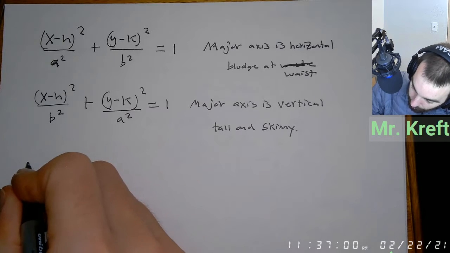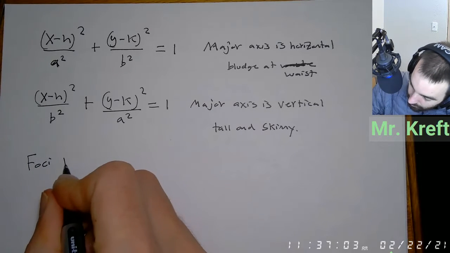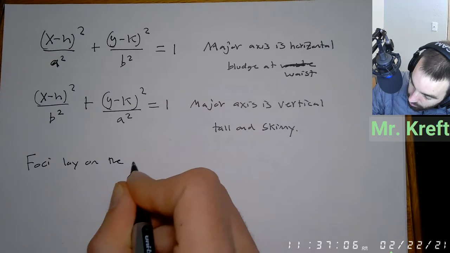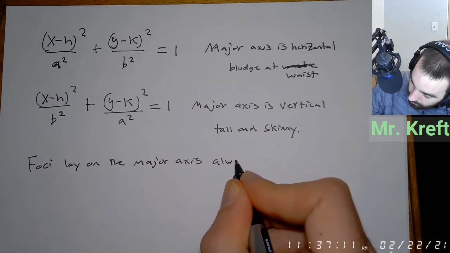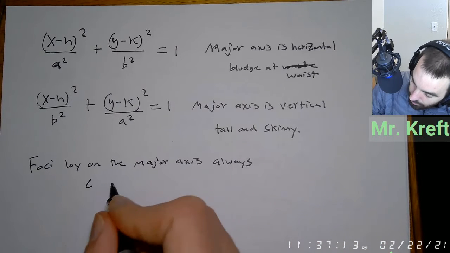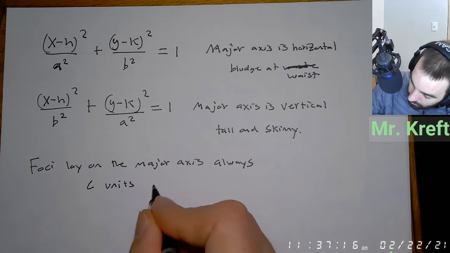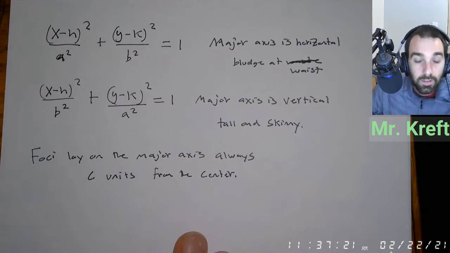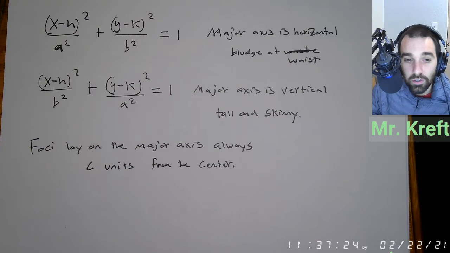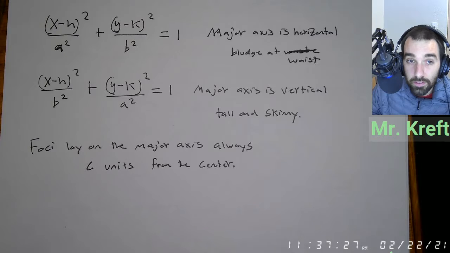Okay. So the foci lay on the major axes always, and they're C units from the center. Okay. And another good point to go back to that question with: is it always going to be the same C units on either side? If they're not the same C units from the other side, you're going to get a different type of conic. Wink, wink, wink. Okay.